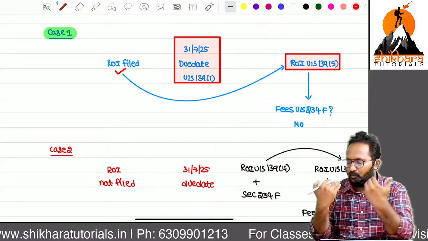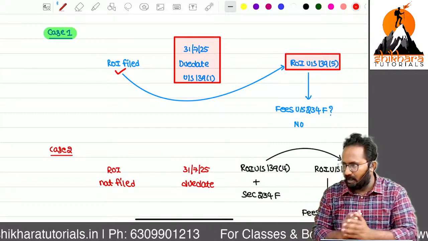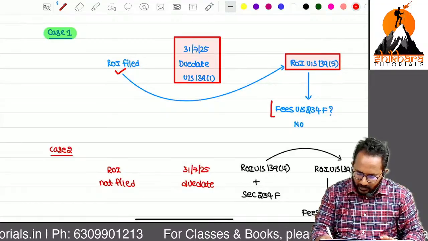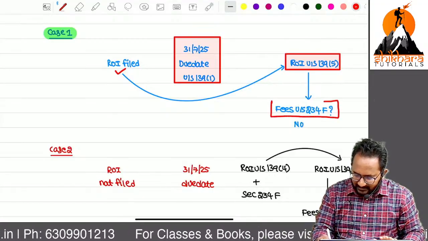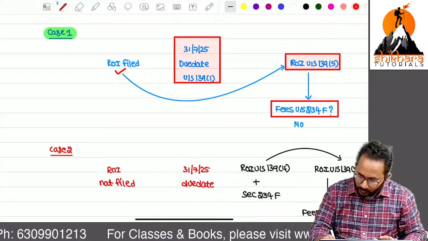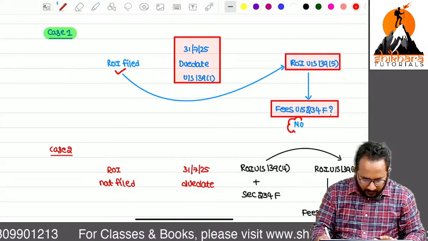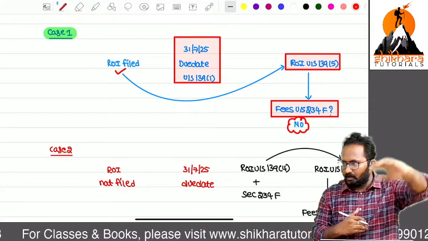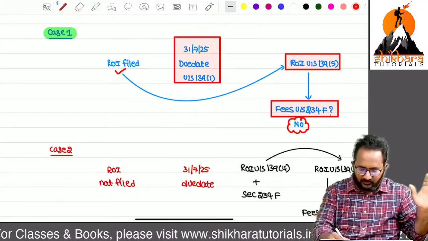Okay, now you want to revise that return after the due date. Yes. Now, do I need to pay any fees under section 234F? No, not required. Why? You are revising a return which was already filed. It is not a fresh return.